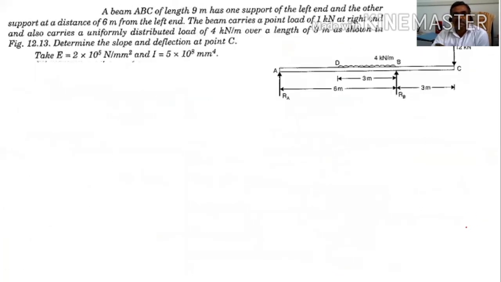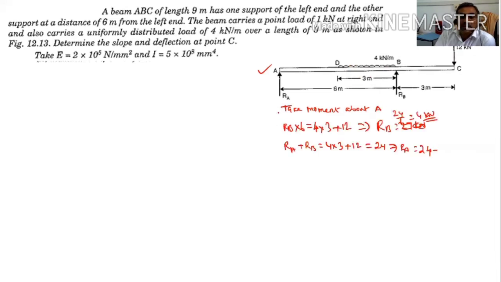Now let us see one more problem. This is also an overhanging beam, but it is subjected to a uniformly distributed load. So the first step is to find RA and RB. If you want to calculate RA and RB, take moment about point A.